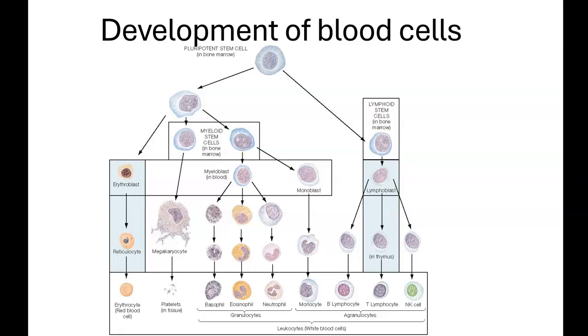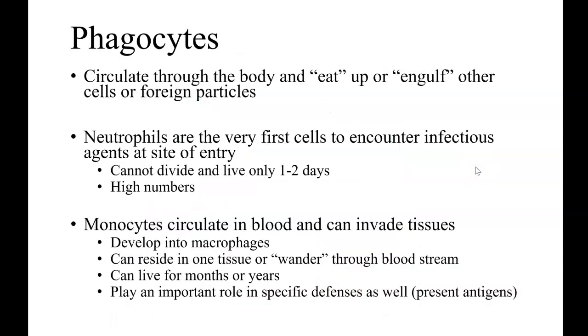So again, if you've taken A&P 2, you've probably seen a chart like this, and this is really the development or the stem line of the blood cells, just so that you can see all of these different granulocytes and agranulocytes. I'm not going to hold you to knowing this, but just a little background of where these cells are actually coming from. So a little bit more on these phagocytes.